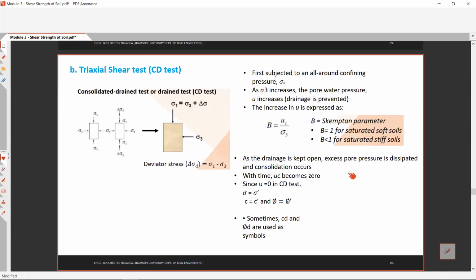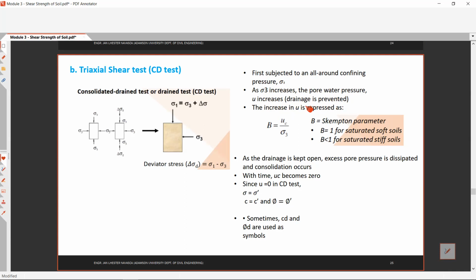Okay, so for the consolidated drained test or drained test, the CD test, the specimen is first subjected to an all-around confining pressure sigma 3. Then as your sigma 3 increases, the pore water pressure increases. So take note that yung drainage is prevented.